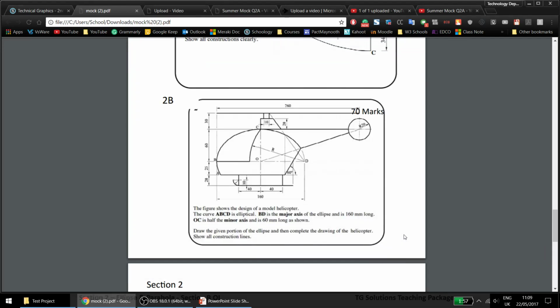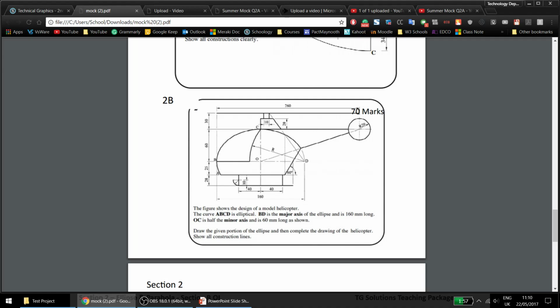Okay, so in this video we're going to go through question 2B on the mock paper for this year's summer test. Some of you may have seen this before. I think we had an exam before, but it's very good practice for the ordinary level ellipse question that's going to be on the summer paper.